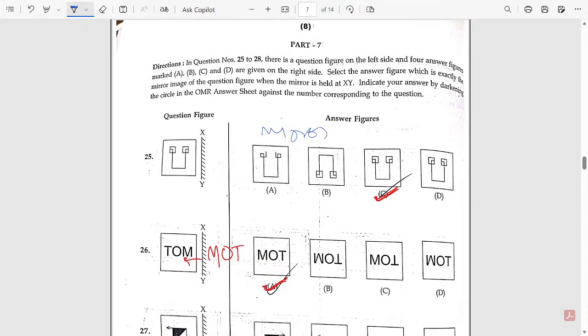This box will come here, and then there will be a line joining here, so it will look the same. That is why answer option C will come. It will not rotate, and it will not change the figure. The same figure will come as option C here.